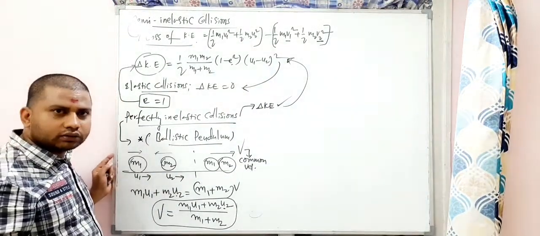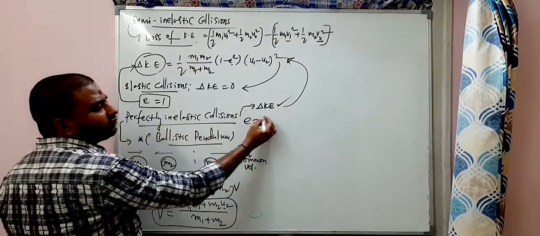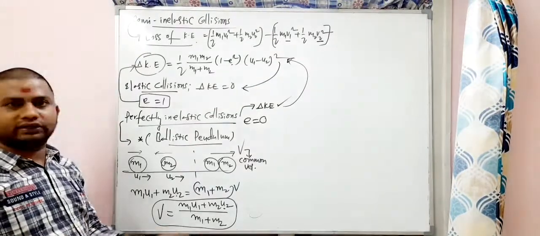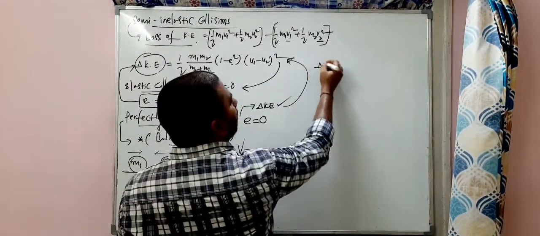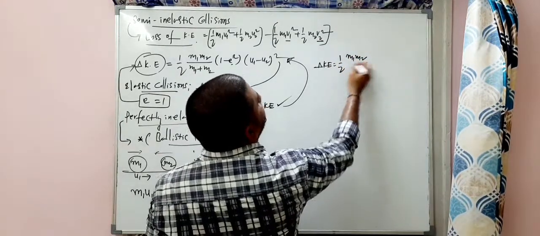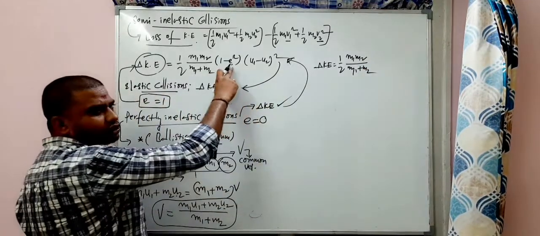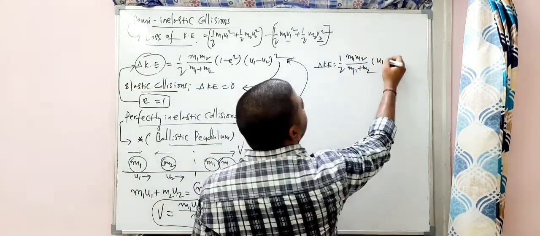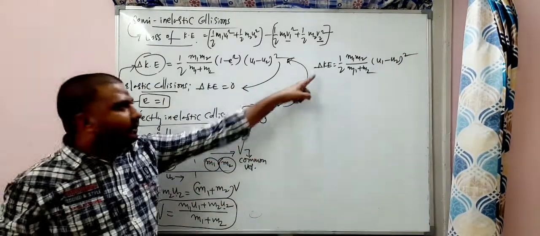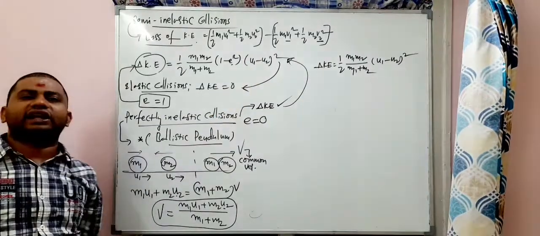Sir, in this perfectly inelastic collision we know that e is zero. Now if I substitute zero, sir, then do it, that's correct. So the loss of kinetic energy is equal to half m1 m2 by m1 plus m2, 1 minus 0, that is 1, into u1 minus u2 whole square. So this is the loss of kinetic energy formula in perfectly inelastic collision.